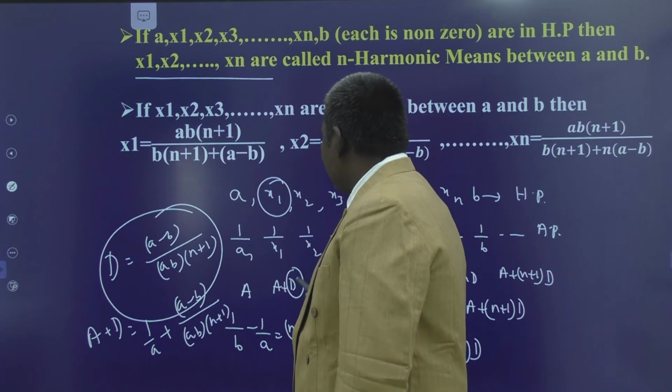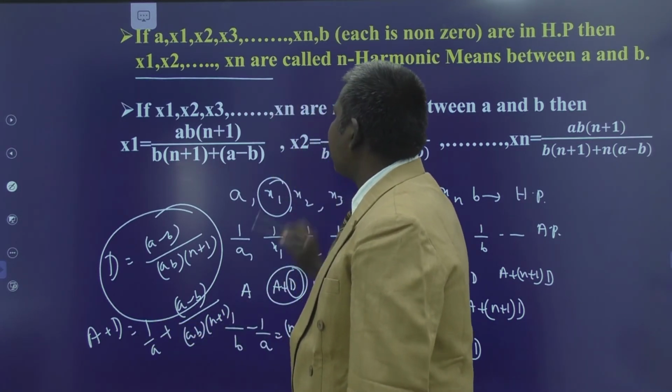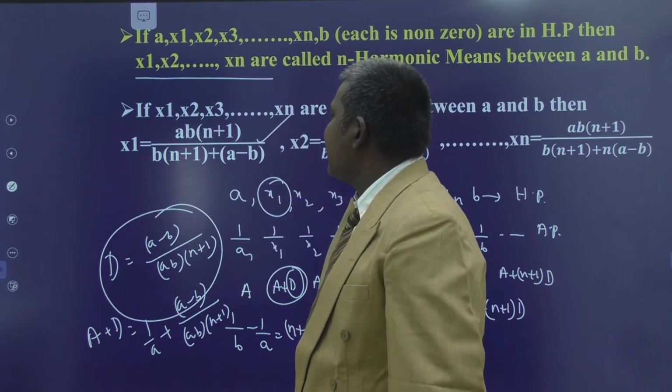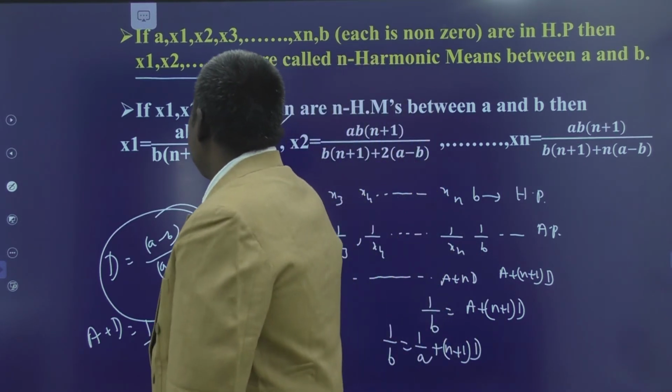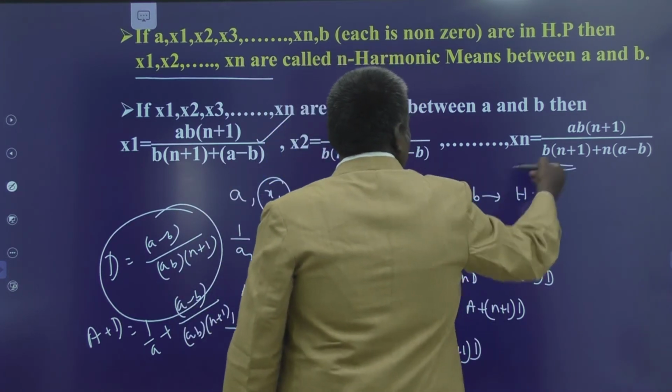So we have the d value. Add A, we get A plus d. Take its reciprocal, we get x1 immediately. That is, x1 is equal to ab times (n plus 1) divided by [b times (n plus 1) plus a minus b]. In the same manner we obtain xn also.